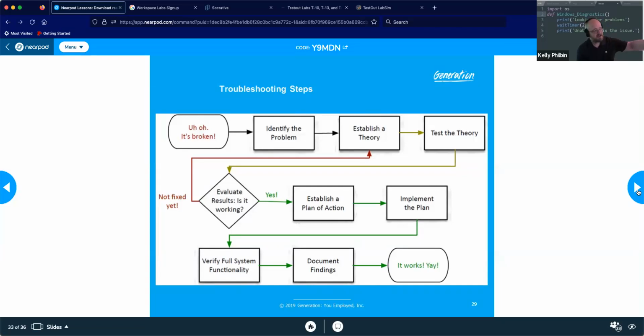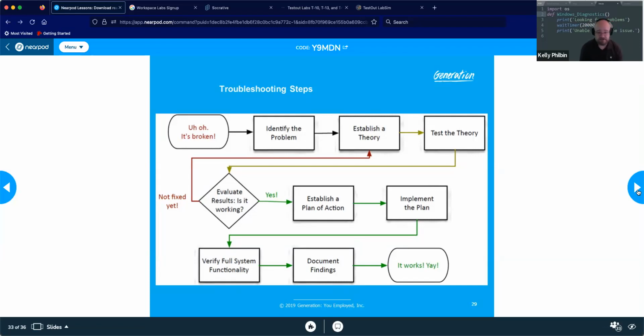So here's kind of a step diagram on this one. Problem comes in. Oh, it's broken. Identify the problem. Okay, we've identified the problem: Billy Joe spilled coffee on his laptop. Establish a theory. I think the liquid may have broken it.